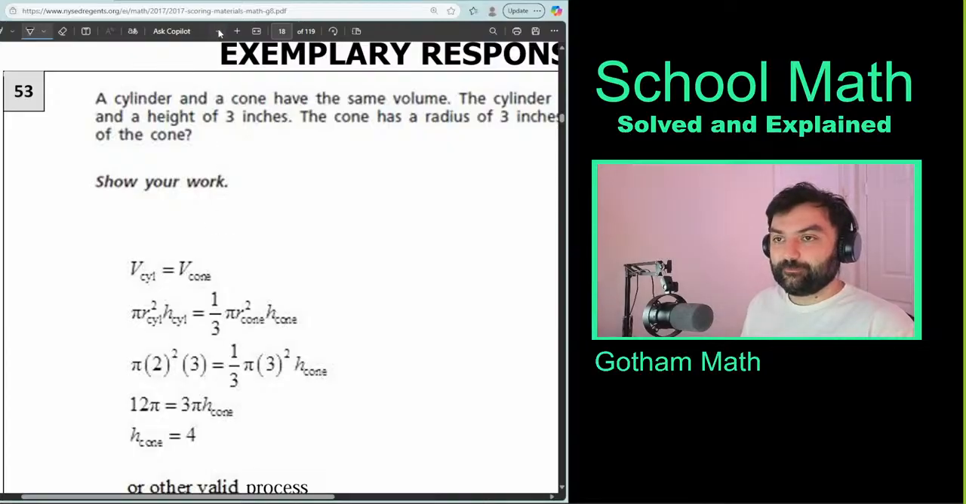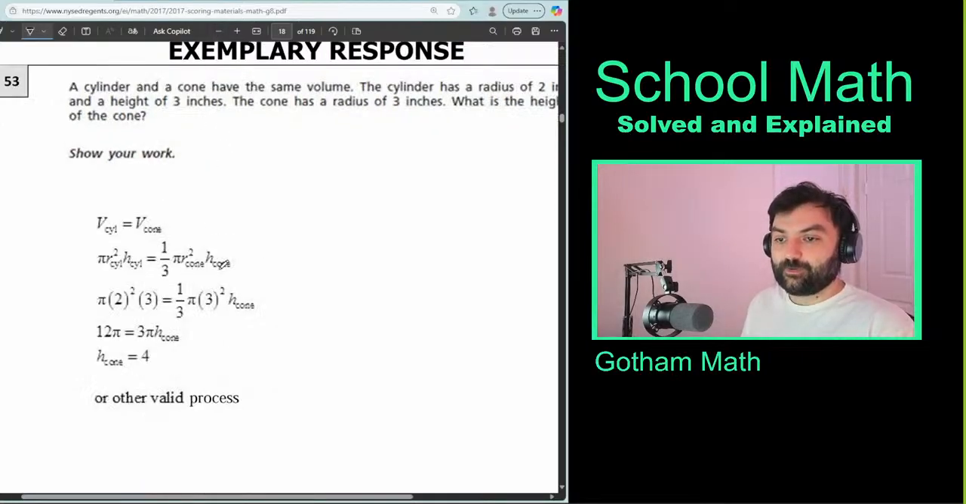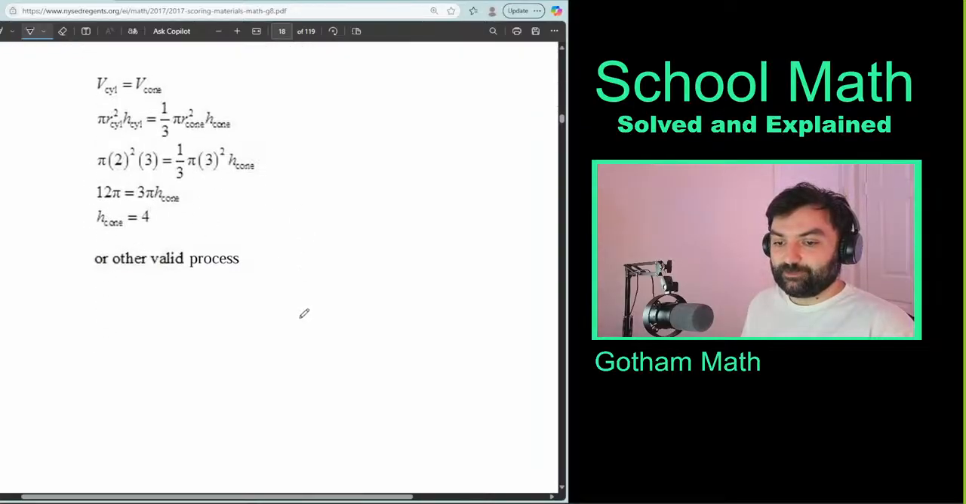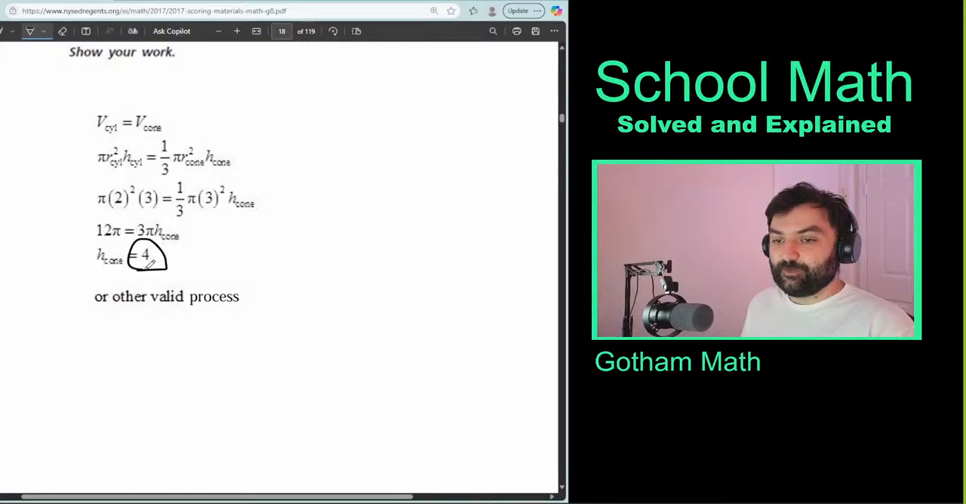Going over. Oh, what is it? Oh, cone, cone. They just write little words, cone and cylinder, just to differentiate. But the answer is 4, and that's what we care about.